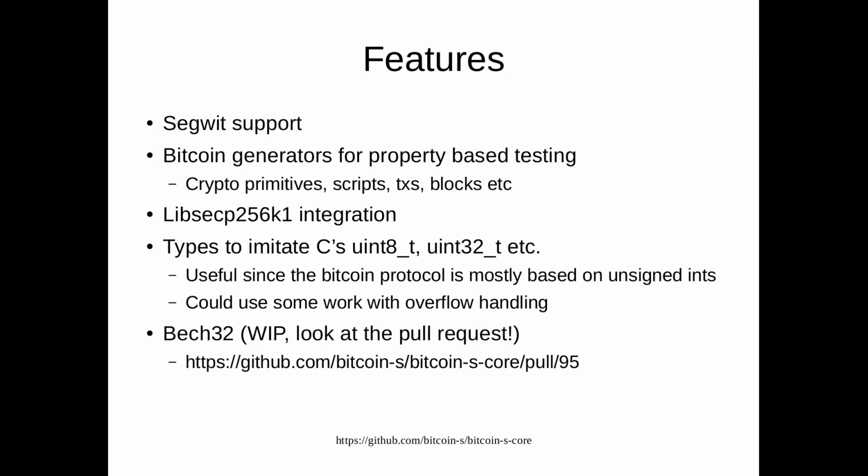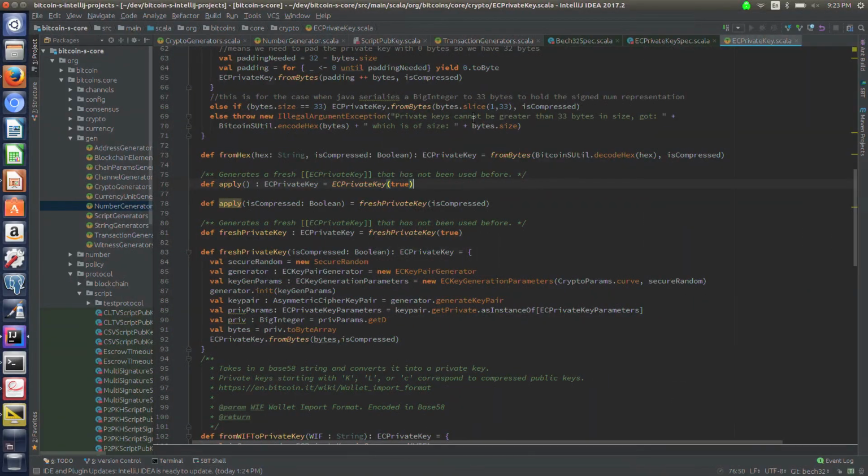Again, bitcoin-s has all these generators, which are what is used to conjure up the data for property-based testing. For these generators, we have some crypto primitives. So that's your private key, your public key. You have scripts, which are the smart contracts that actually lock Bitcoin up on the Bitcoin blockchain. You have transactions and blocks. So I'm going to show you what some of these generators actually look like.